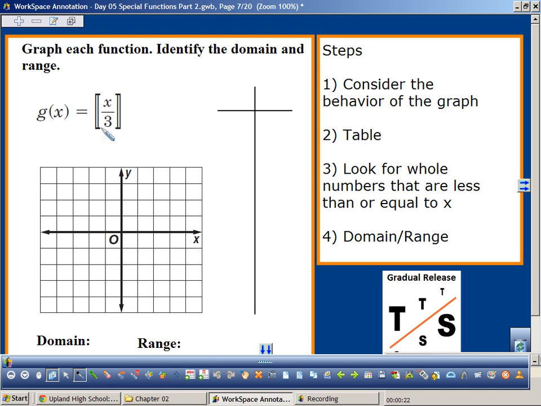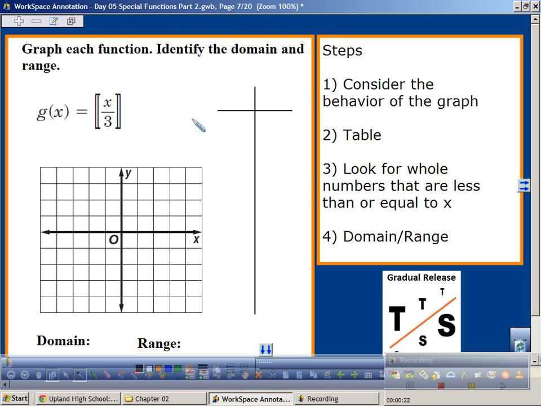Okay. Graph each function, identify the domain and range. Consider the behavior of a graph. Can't this also be written like this? 1/3 of x. What does that look like on a linear function? What happens to a graph? It goes closer to 0 because it's a fraction, right? So this is going to be a function that is kind of more lazy or closer to 0. So what would you plug in here?